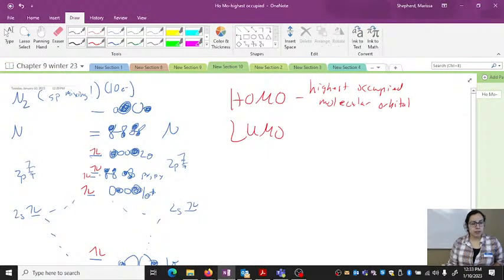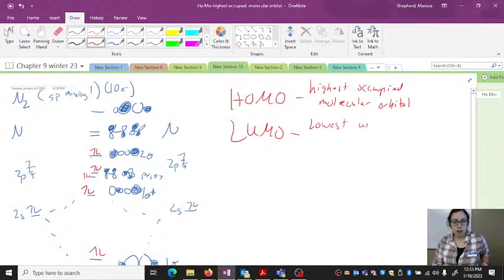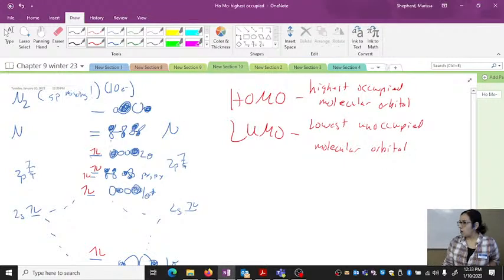So our HOMO in this case is going to be this 2 sigma, and that's just the highest orbital in energy that's occupied. And LUMO is lowest unoccupied molecular orbital. So then this would be our LUMO, so it is degenerate, our degenerate p orbitals.